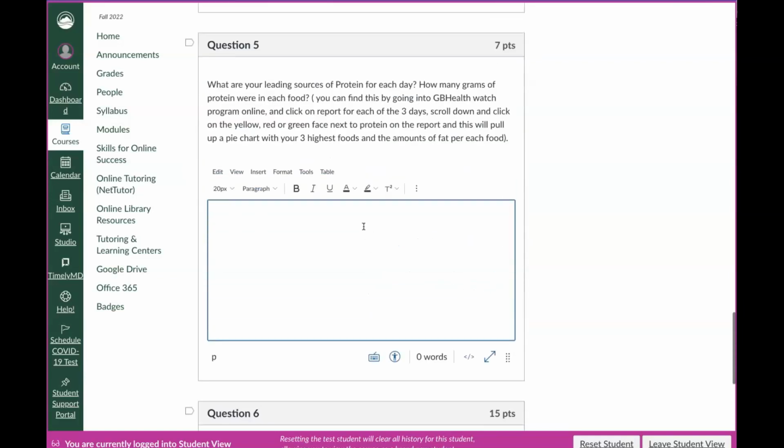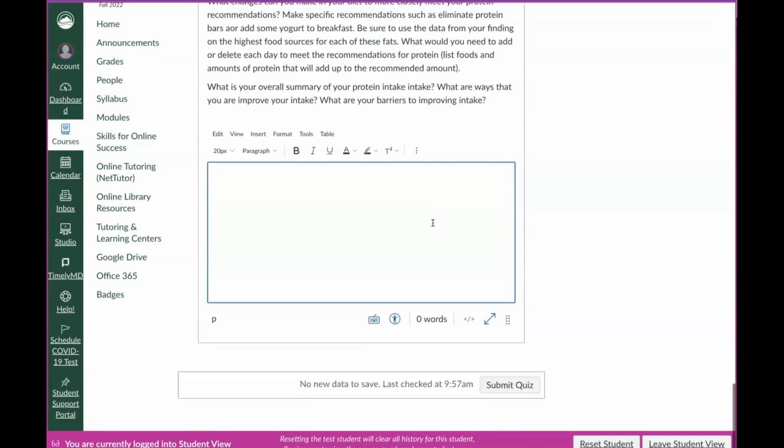And not the amount of fat. So I'm gonna have to go back and fix that. I don't know why it says that. Put 3 highest food source and the amount of protein. It should say protein. It's always good to catch these while I'm looking at it.